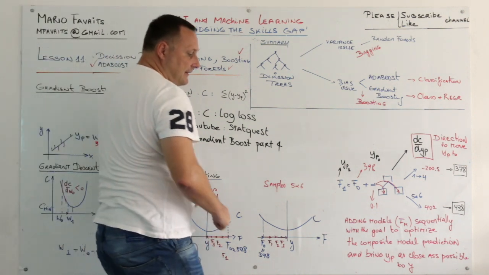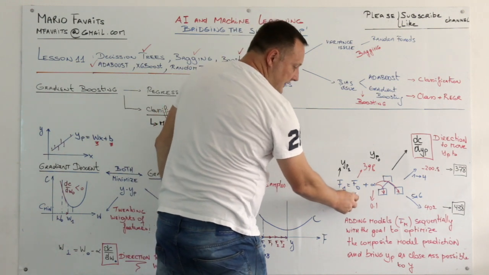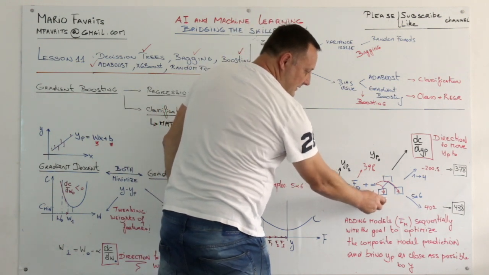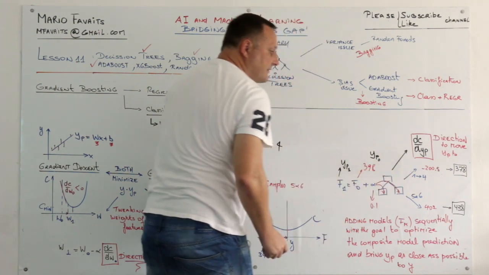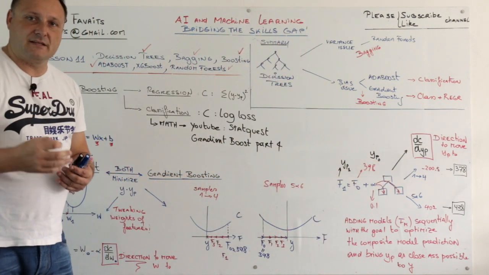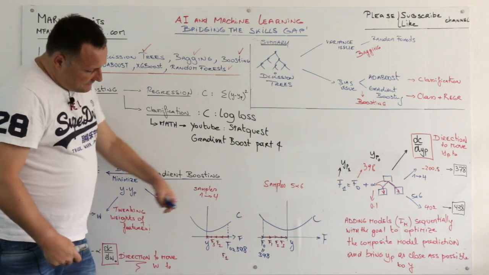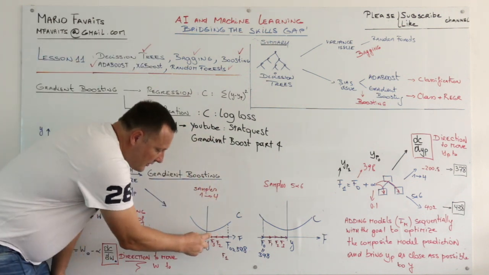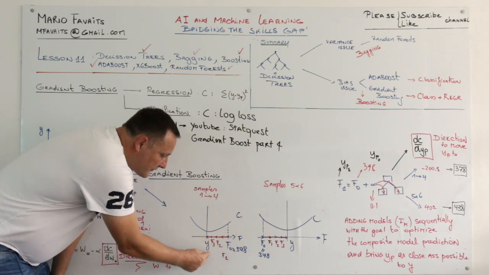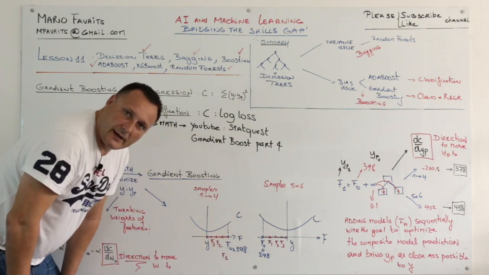And now your update, F1, is F0, and now we're in this piece here, plus alpha times minus 200.5, which is negative. Negative means you go in this direction. Yeah, this is where the arrows go. And so you slowly converge to the true y.